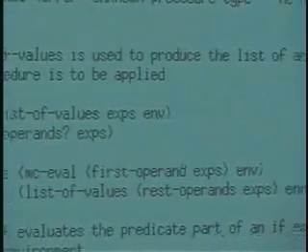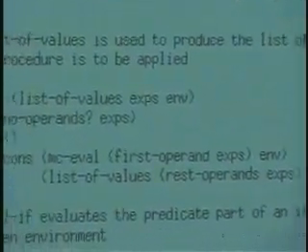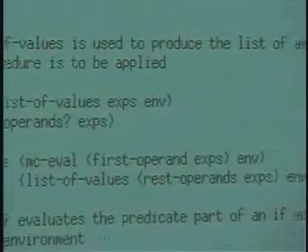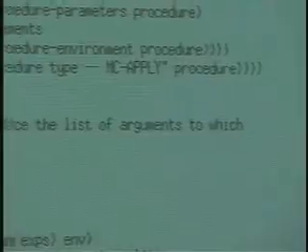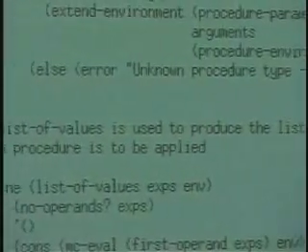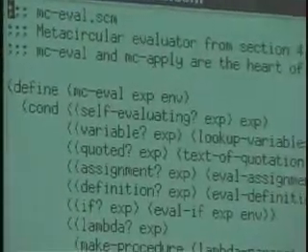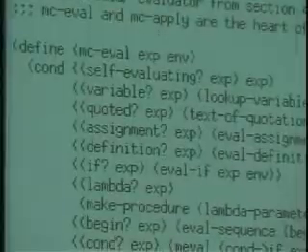Okay, so here's MC eval. So the first thing it's checking is if it's self-evaluating. Self-evaluating will check for number or symbol. If it is self-evaluating, then we just return the expression. So if it's a number, it self-evaluates to itself, the number. If it's symbol, then it'll evaluate to itself.